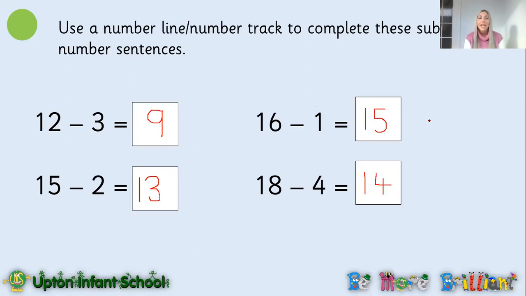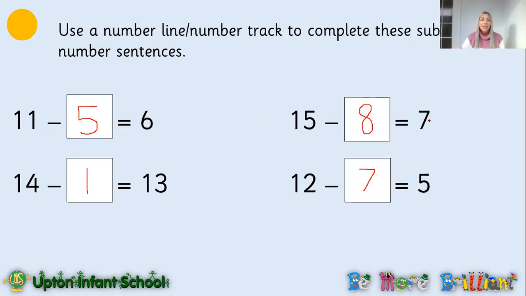Okay, so green challenge today. So you were using your number line and number track to find out how many of the cars were still in the car park. So you did 12 take away 3 equals 9. 15 take away 2 equals 13. 16 take away 1 equals 15. And 18 take away 4 equals 14. Well done, everybody. And then we're going to go on to the amber challenge.